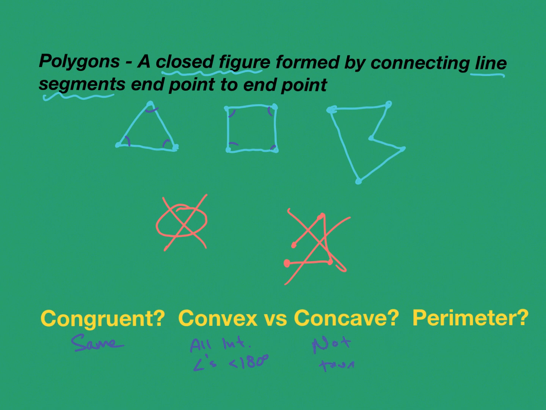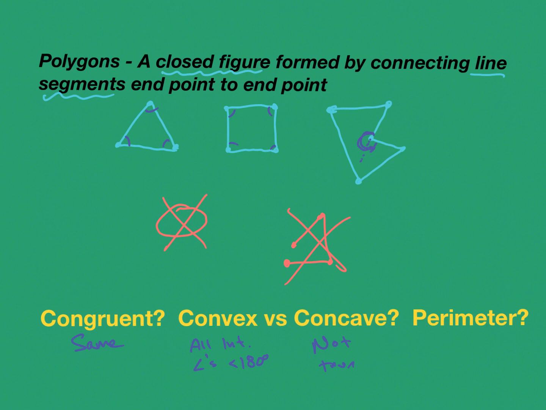So right here, this is an example of something that is concave, because this interior angle right here is more than 180, right? Because 180 would be like that, and it goes well past that. So if any interior angle is over 180, we have to classify it as concave.